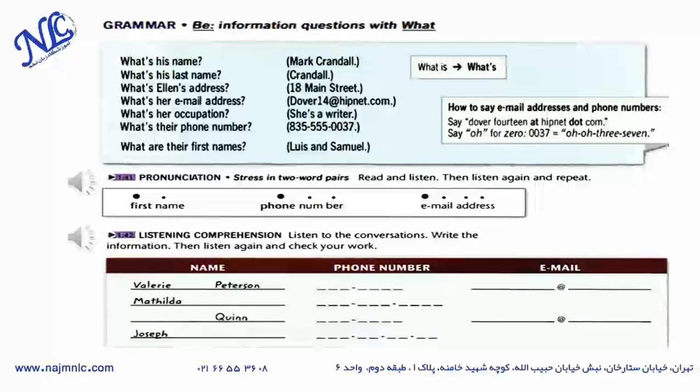Conversation 2. Last name? Elyakin. How do you spell that? Elyakin. Thank you. And your phone number? 301-555-4500.